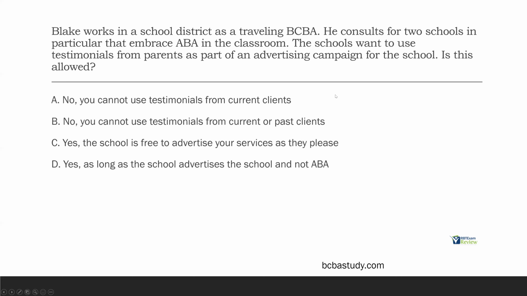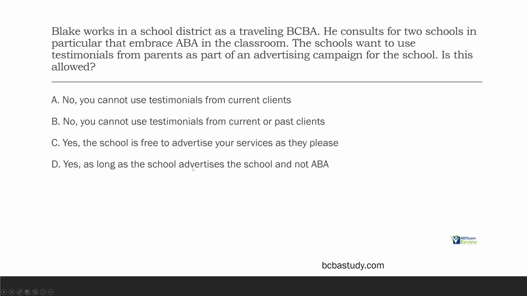Now, they can advertise the school all they want, but once they start advertising Blake, now they have to start working with Blake to make sure Blake is being ethical. And if Blake is being advertised by a current client using a testimonial, Blake has to point out to the district that it violates his ethical code. That leaves us with D.